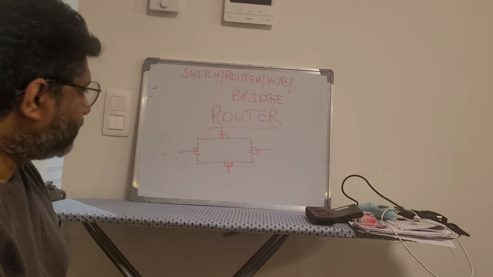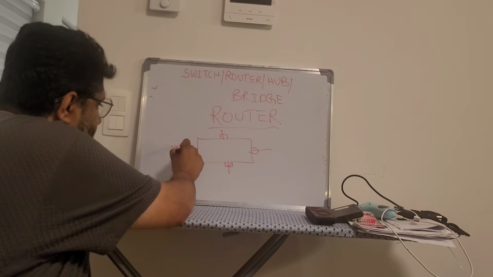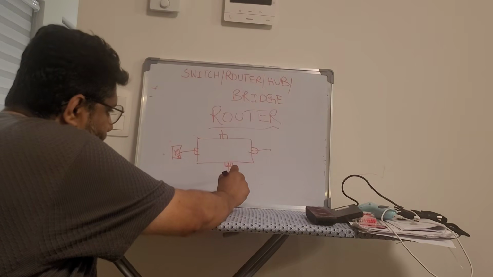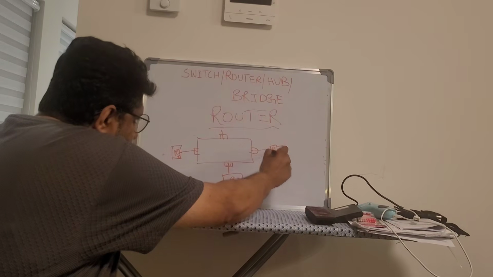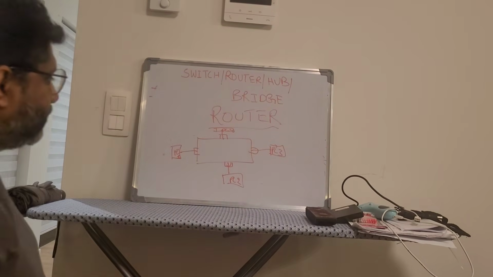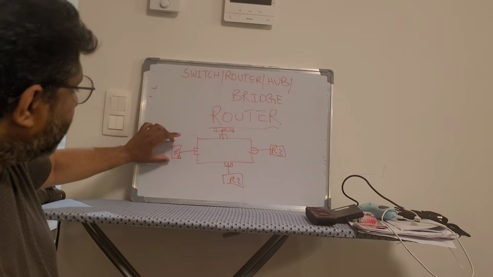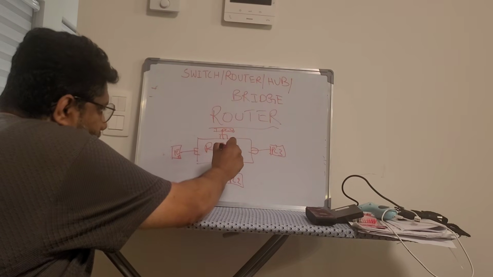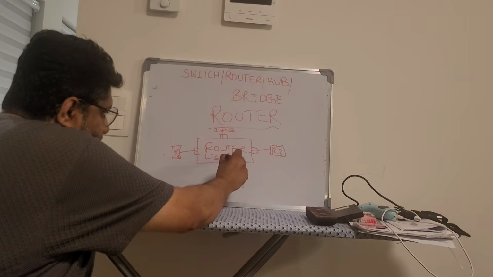So let's suppose we connect PC1, PC2, PC3, PC4. Let's suppose, in the same way, we want to communicate from PC1 to PC3 through this router, a layer 3 router.